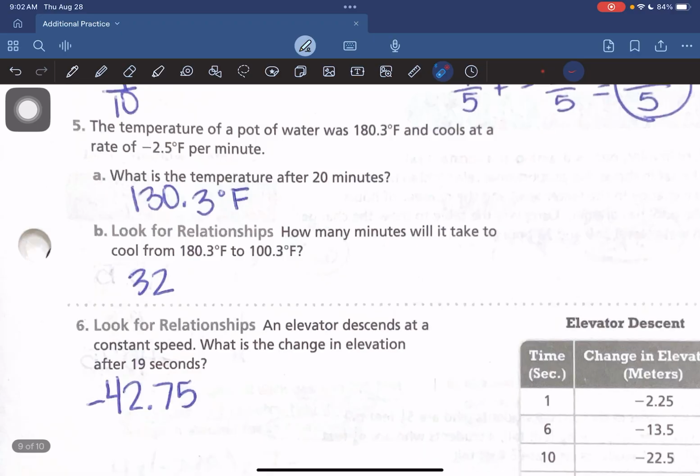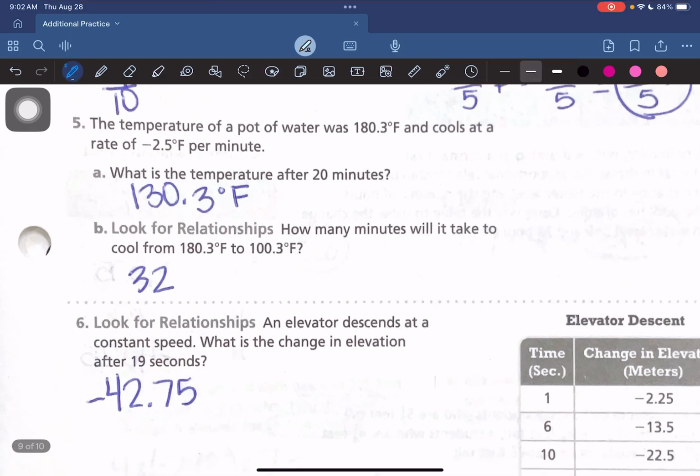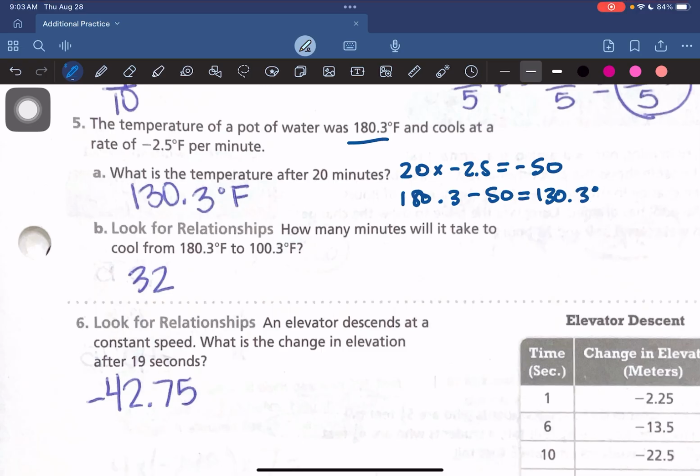Number 5. The temperature of a pot of water was 180.3 degrees Fahrenheit and cools at a rate of -2.5 degrees Fahrenheit per minute. What is the temperature after 20 minutes? We know that it cools at a rate of -2.5 per minute, so we're dealing with 20 minutes. Let's multiply 20 times -2.5, which is -50. And then we can take our original number of 180.3. We know that we're getting rid of 50 degrees because that's how much that we have lost. And that is how we are left with 100.3 degrees Fahrenheit.